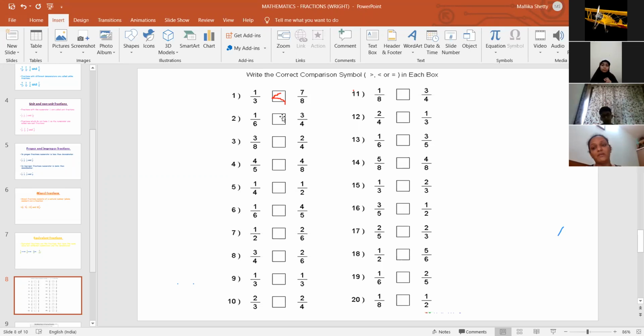Ania, come on. 1 by 6 and 3 by 4. Now, what symbol will you put? Ma'am, 3 by 4. Great. Aisha, I told you, you have to wait for your turn. Ania, tell me which one is greater. It is 1 by 6. That means there is an image which has 6 equal parts, and only 1 part is shaded. And the other has 4 equal parts, and 3 parts are shaded. So is 1 by 6 greater or is 3 by 4 greater?